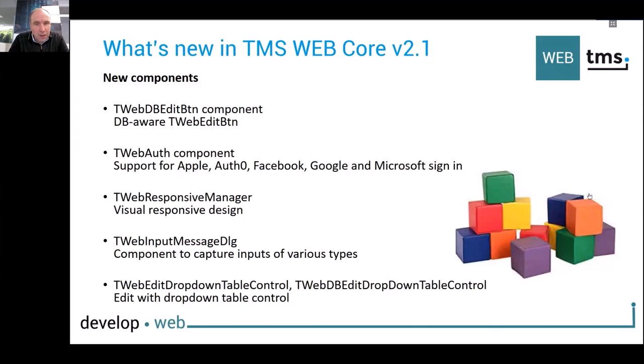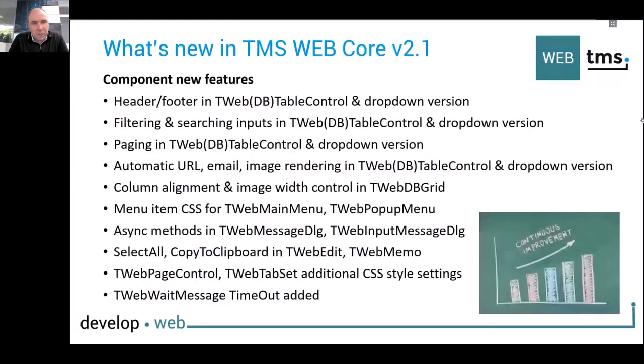As I mentioned, a lot of work has been done on the table control and its drop-down variant. Among these new features are the capability to have a header and footer with various options that you can control, being filtering, searching, paging. With respect to visualizing the table control, there is now automatic handling of URLs, emails, images, just by setting a property, and the grid does everything for you.